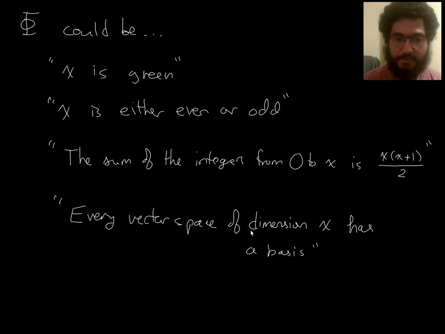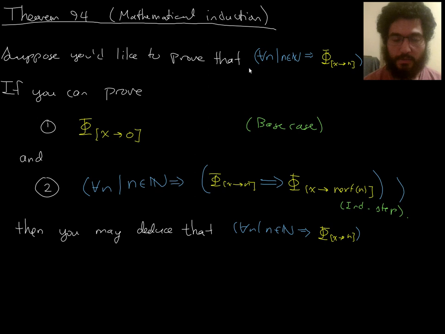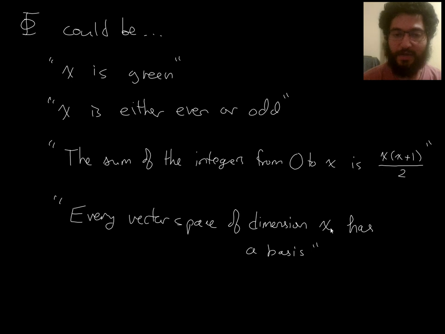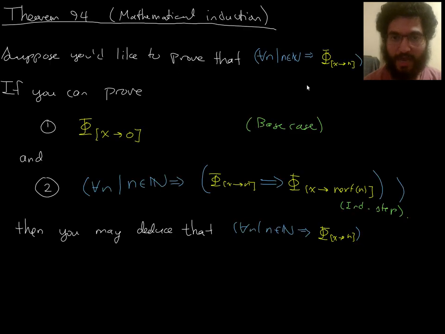Then to prove this statement using theorem 94, so to prove that for all possible finite dimensions, in other words, if you want to prove every finite dimensional vector space has a basis, then you can prove that every zero-dimensional vector space has a basis, and then prove that for any given natural number n, if it's true that every n-dimensional vector space has a basis, then one can prove as a consequence that every next n-dimensional vector space has a basis. Then you can conclude that every finite dimensional vector space of any dimension has a basis.